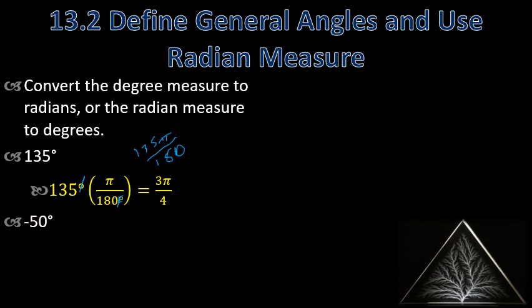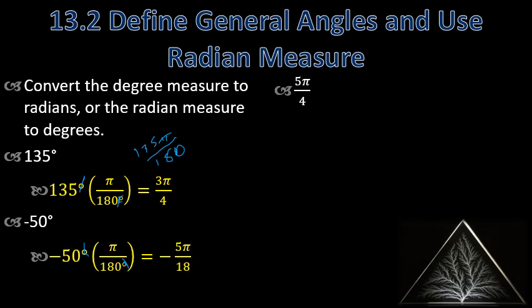How about negative 50 degrees? Again, I'll multiply by pi, I'll divide by the 180 degrees so that the degrees cancel out. So the degrees cancel out. So it's negative 50 pi over 180, which reduces to negative 5 pi over 18.